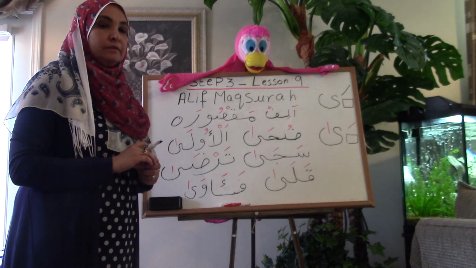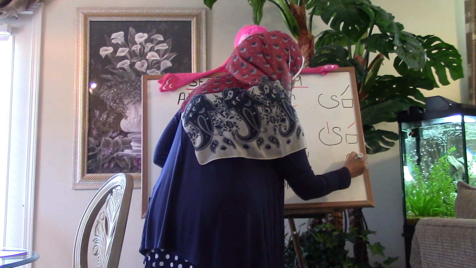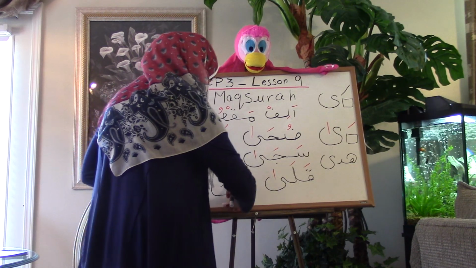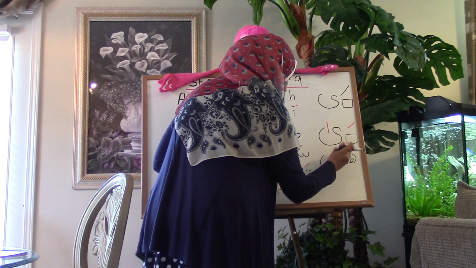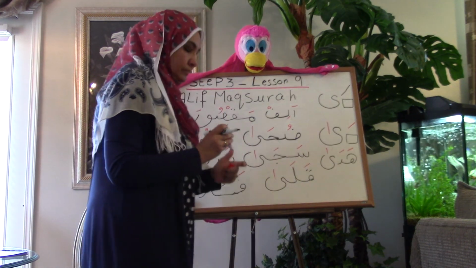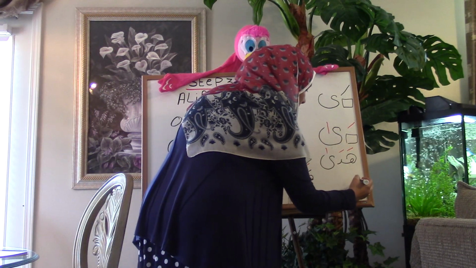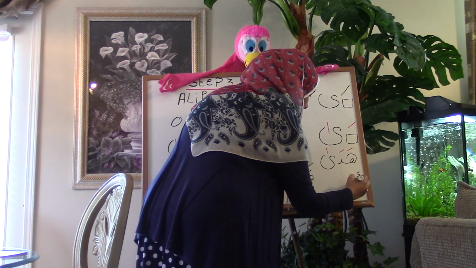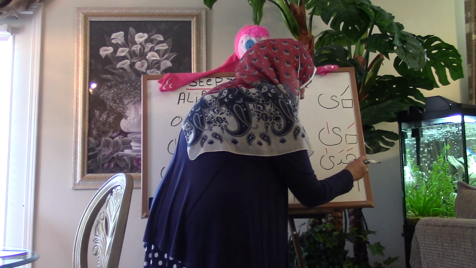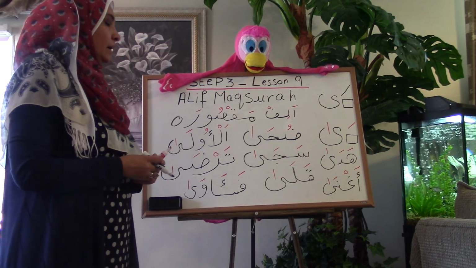ووجدك ضالا فهدى, هدى and so on. You can write هدى. ووجدك عائلا فأغنى, أغنى. ألف فتحة وبين ضمة. أغنى.